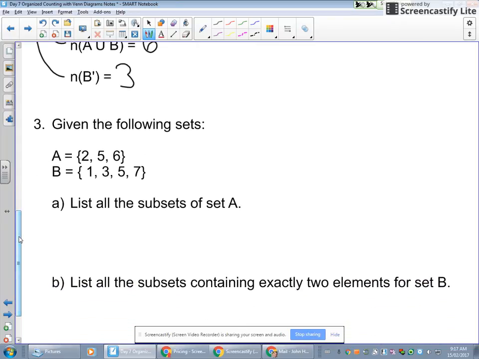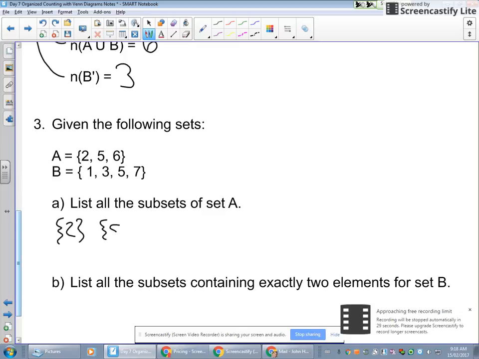All right, given the following sets, last question. We've got A is 2, 5, 6. B is 1, 3, 5, 7. List all the subsets of A. So what are all the possible groupings we could have inside of A? So A, we could have just a 2. We could have just a 5. We could have just a 6.